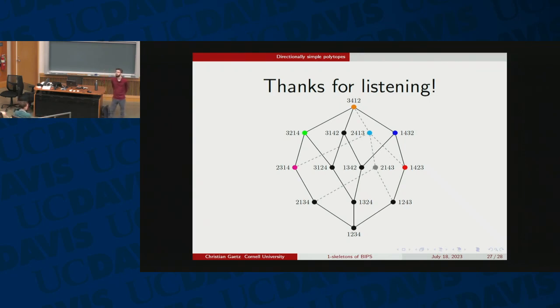Along what you're looking at, you can ask about Bruhat interval polytopes from u to w instead of starting from the identity. Can you say anything about those?